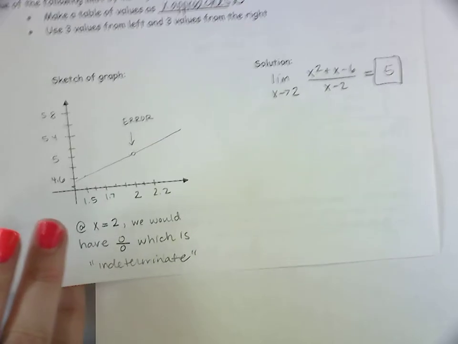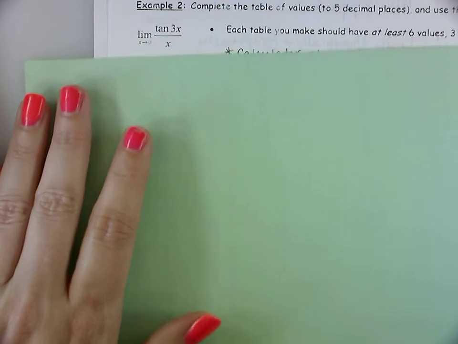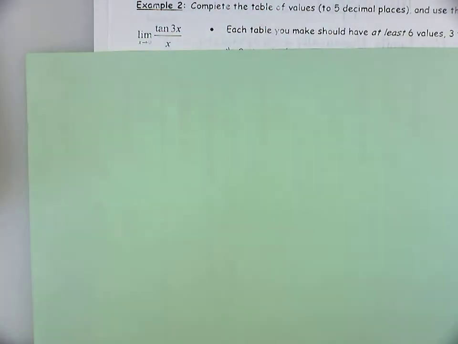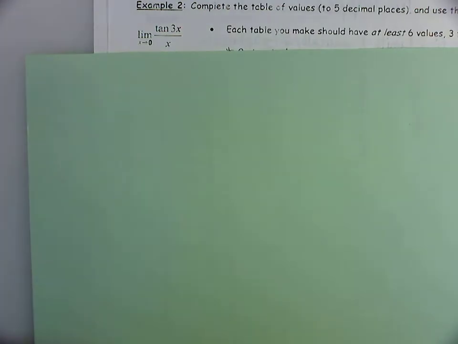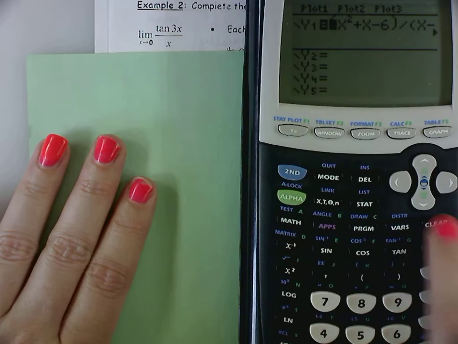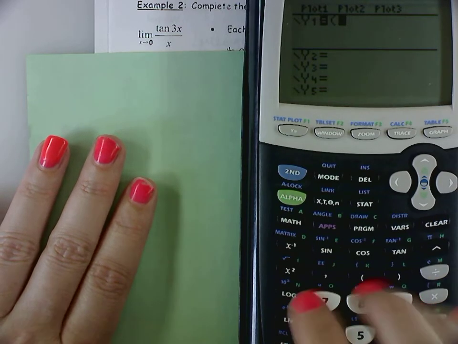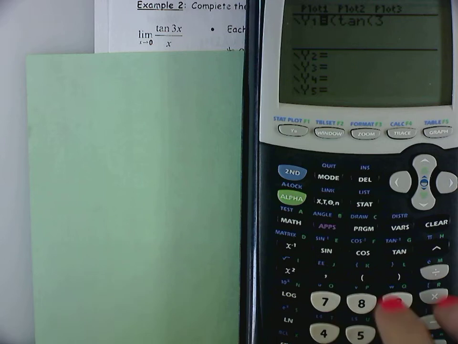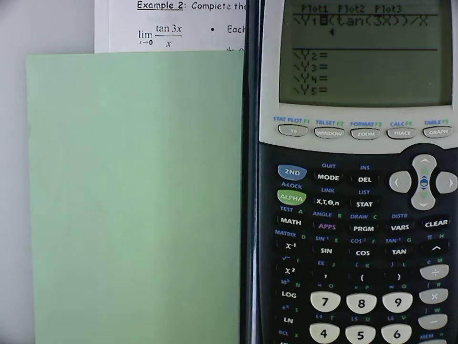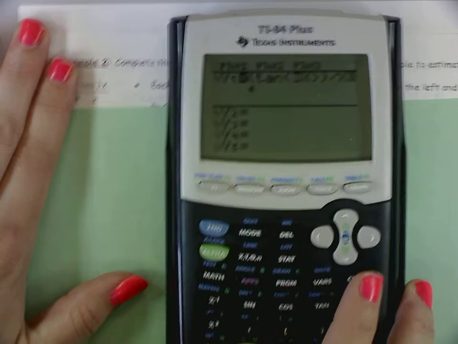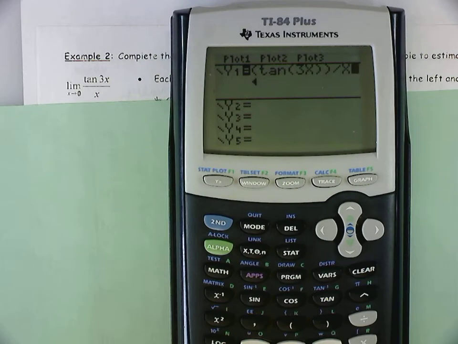Alright, you guys ready for the next one? The next one is similar, except if you look at your equation, we have the limit as x approaches 0 of the tangent of 3x over x. We can still start by putting that in our graph. Is there anything you guys think we should remember about this? What's special about this one? What kind of function is it?